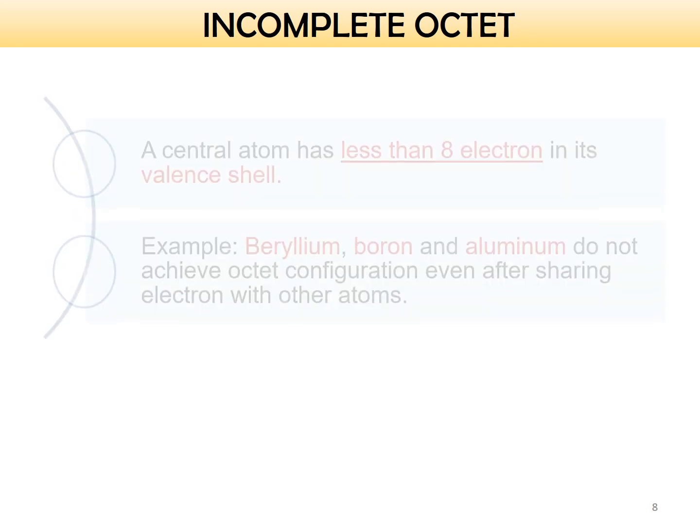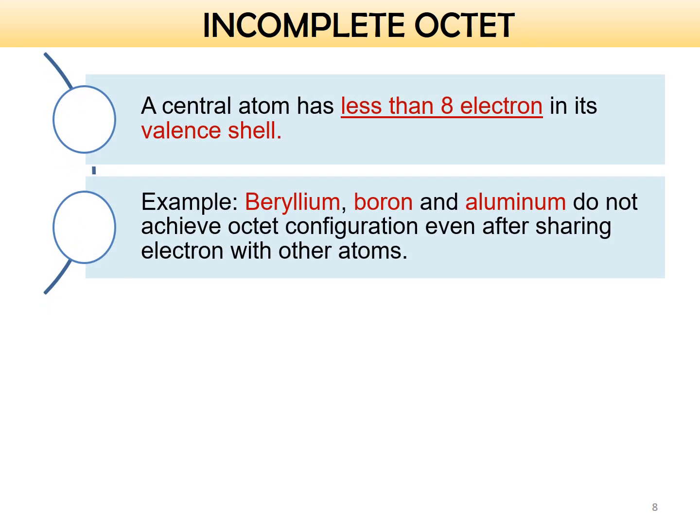Atoms of certain elements can exist in stable compounds forming bonds with less than 8 valence electrons. When this occurs, the atom of the element within the molecule is said to contain an incomplete octet. Incomplete octet occurs when a central atom has less than 8 electrons in its valence shell. For example, beryllium, boron, and aluminum do not achieve an octet configuration even after sharing electrons with other atoms.